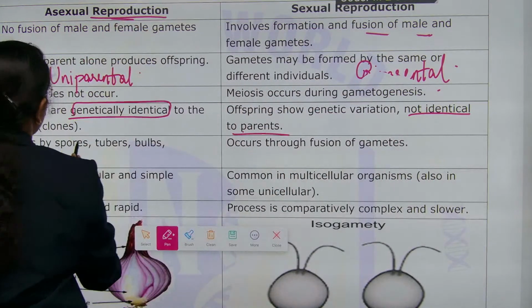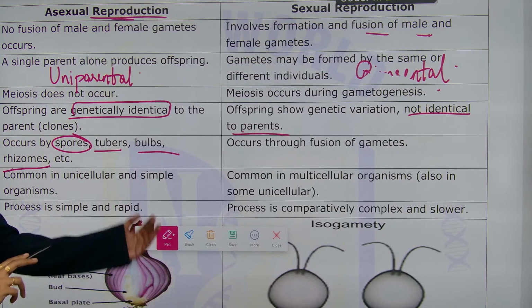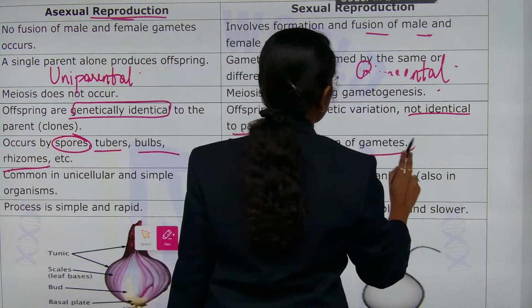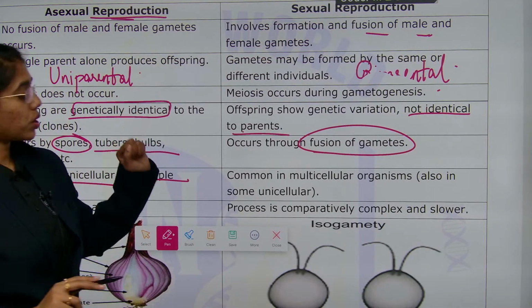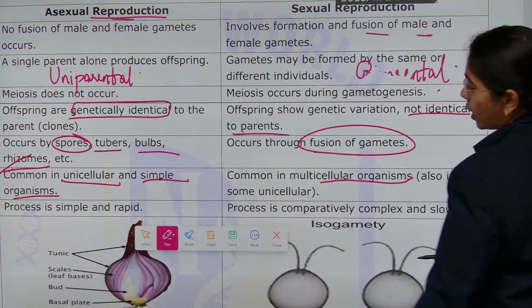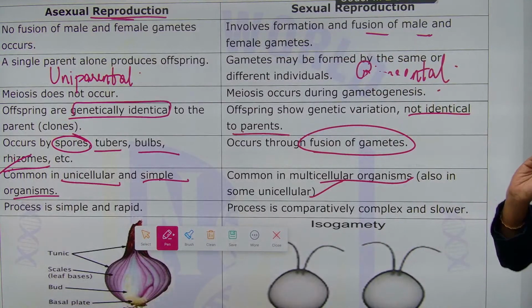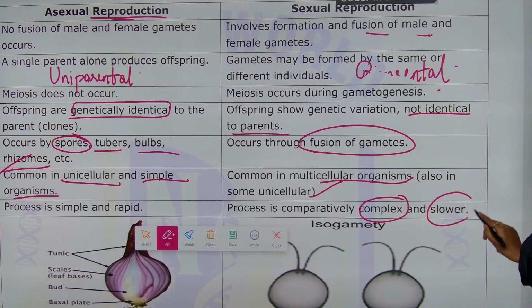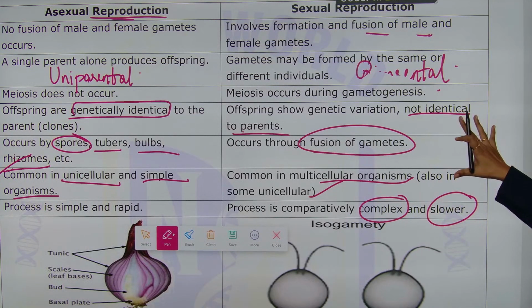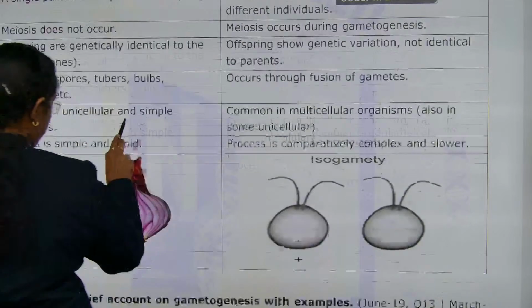Next, asexual reproduction occurs by spores, tubers, bulbs and rhizomes. Sexual reproduction occurs by fusion of gametes. Asexual reproduction is common in unicellular and simple organisms. Sexual reproduction is common in multicellular organisms and also in some unicellular organisms. Asexual reproduction is a simple and rapid process. Sexual reproduction is a comparatively complex and slower process. Highlight the answer with the diagrams. Diagram-based explanation is important all the time.